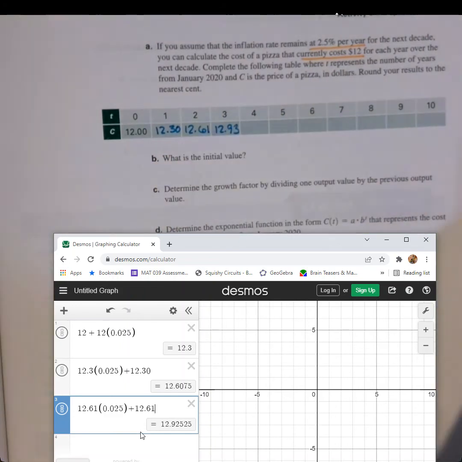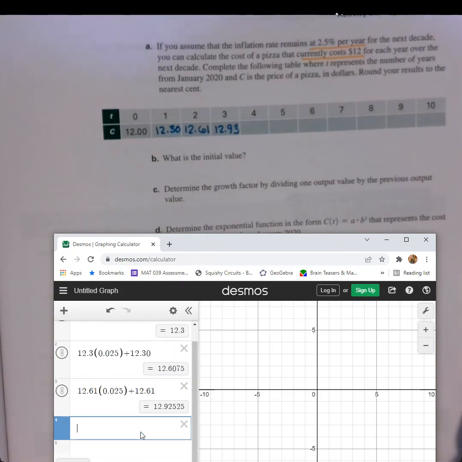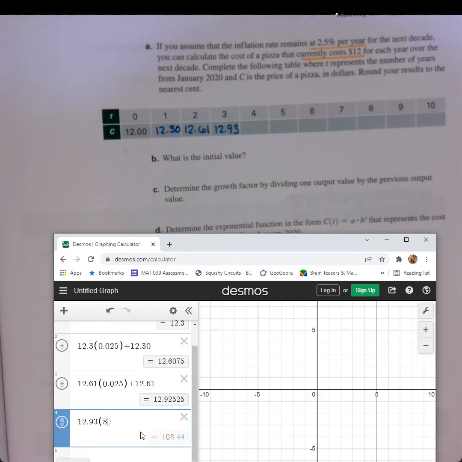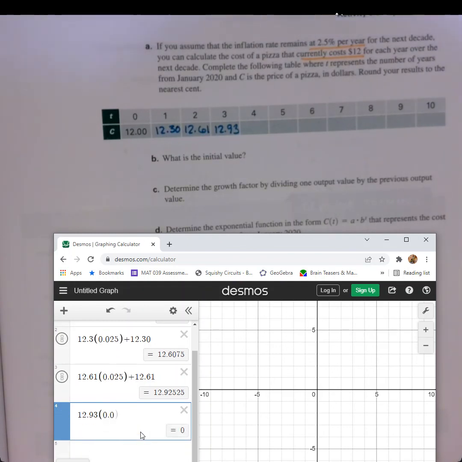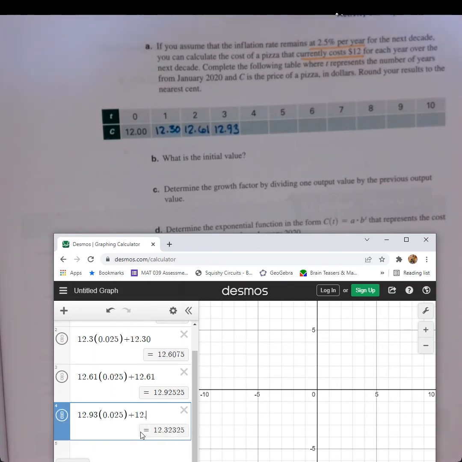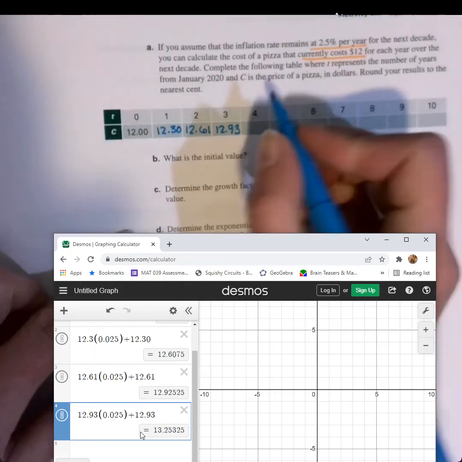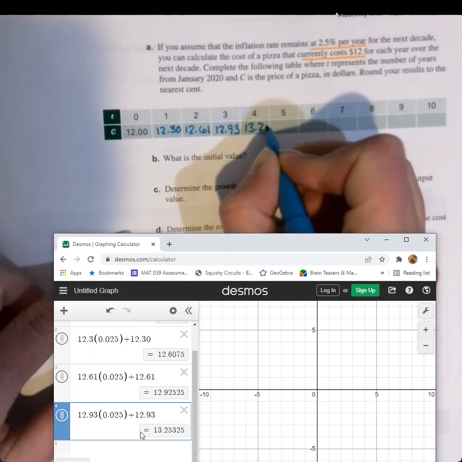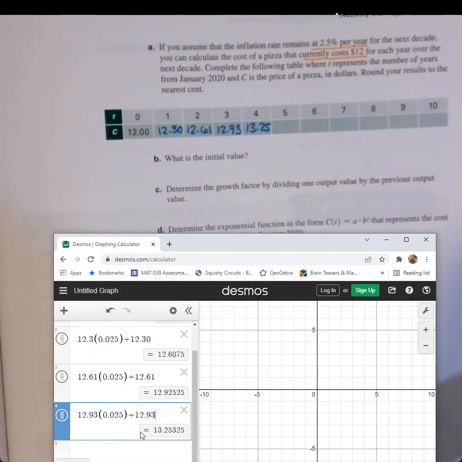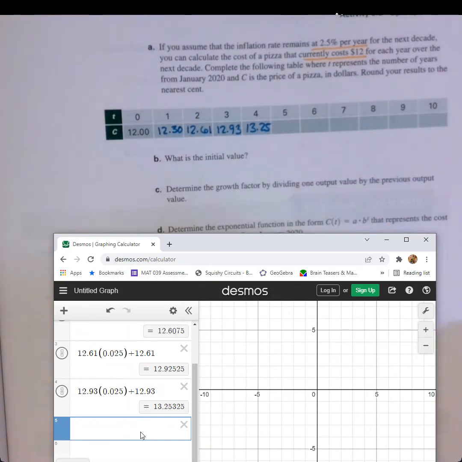Okay, do a couple more of these. $12.93 times our inflation rate plus the $12.93 puts us at $13.25. Okay, so a $12 pizza 4 years later is $13.25. I'm going to do one more of these. I'll fill in the rest of the table once I have the function so that it saves me time. But you get the idea here.